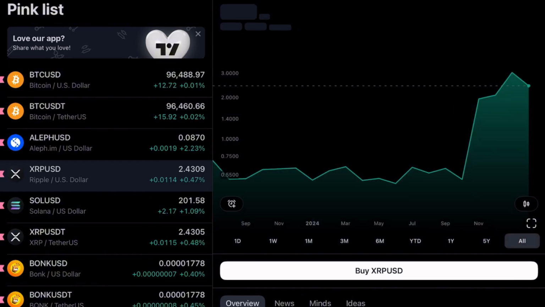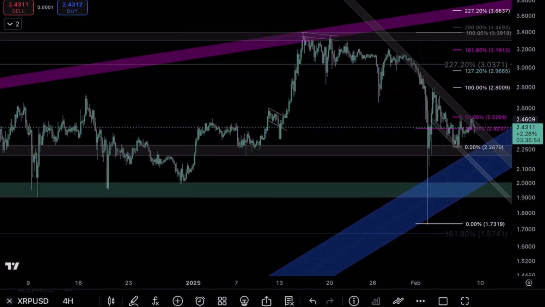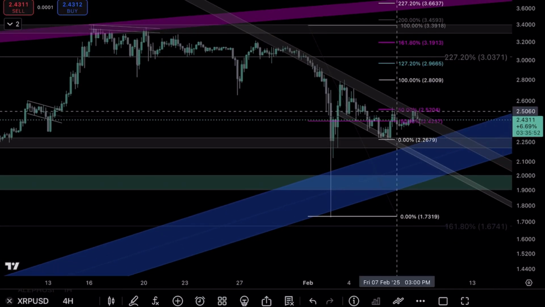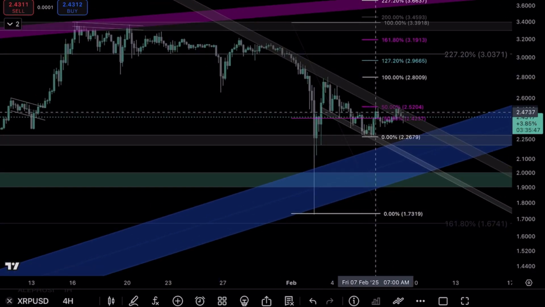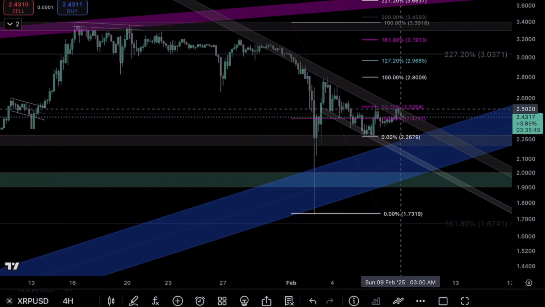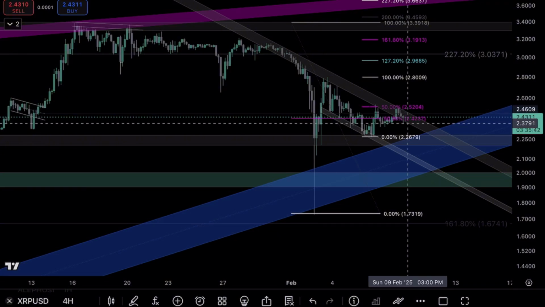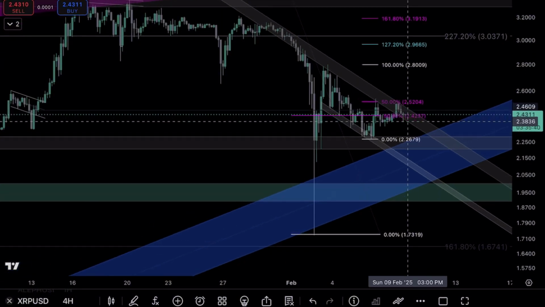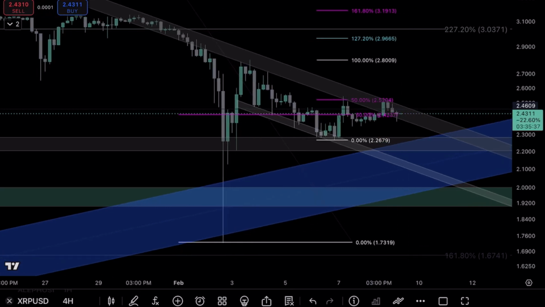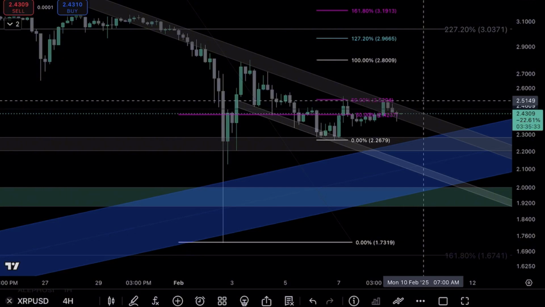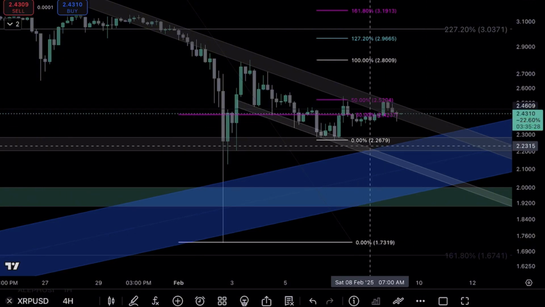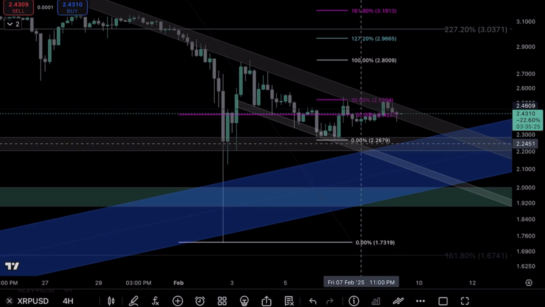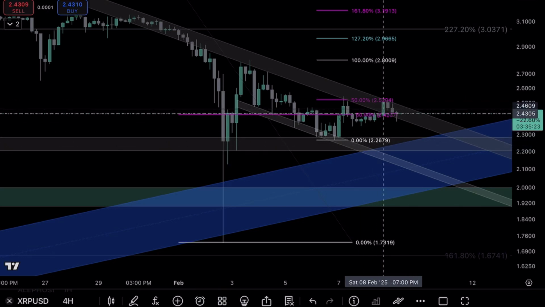XRP basically is staying inside of this downward trend. It did try to make a run up and hit the 50% and bounce back down. I would just be keeping a check of how it reacts to this 50% level right here. Is it going to try to bounce off of that, or make its way back down to this support area? I don't know. I'll just wait and see. I'm not going to try to predict.